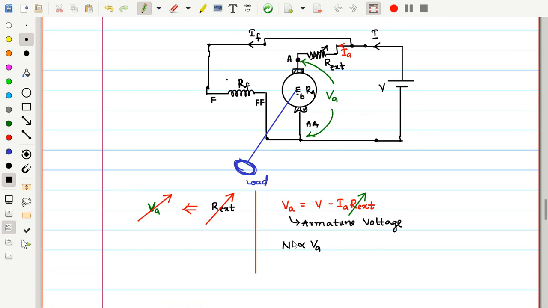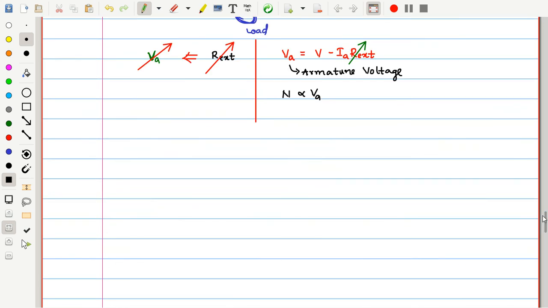But one thing you should assume, let us say in this way. Initially the R external resistance is kept at minimum, that is 0. If it is kept at minimum, what is its corresponding speed? The speed of the machine is the rated speed. Why? Because the armature voltage is equal to the rated voltage which we are applying. VA is equal to V rated.